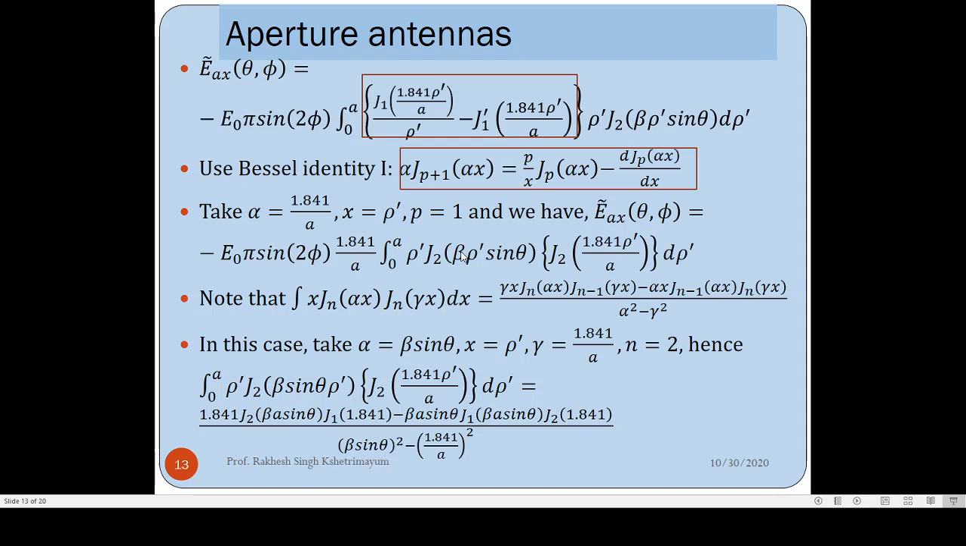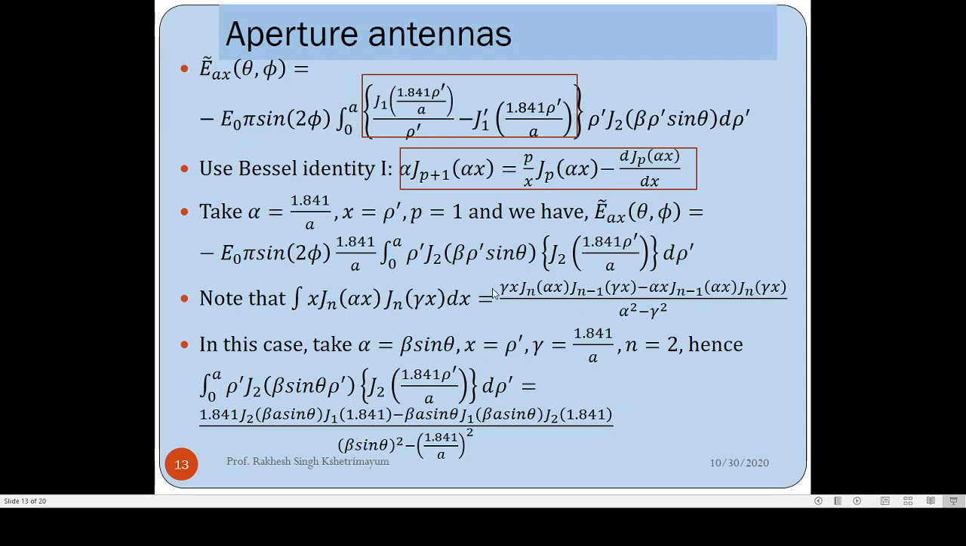Now you can do the integration. Here also I will use another identity when I do the integration of x J_n of alpha x J_n of gamma x dx. It's equal to gamma x J_n of alpha x J_(n-1) of gamma x minus alpha x J_(n-1) of alpha x J_n of gamma x, divided by alpha square minus gamma square. So we have J_n of alpha x and J_n of gamma x. So n is 2 now. Here also n is 2.